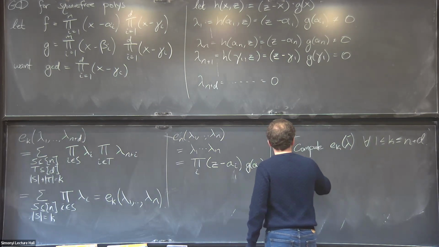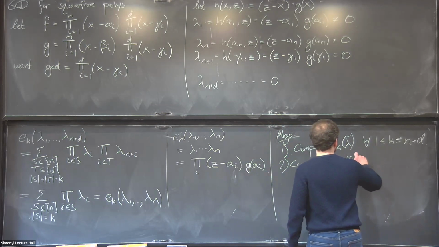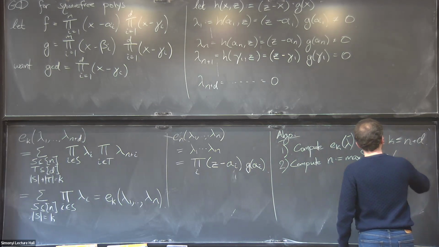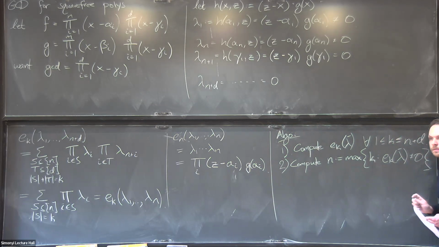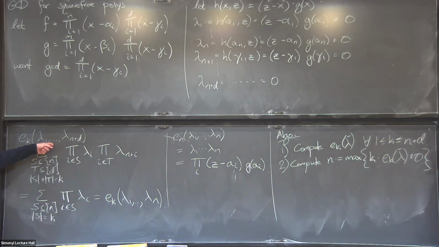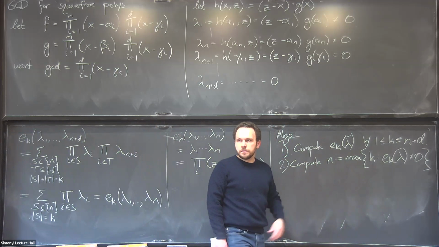And now we can actually compute the value of n. This is the maximum value of k for which this e_k is not 0. Because if I take degree n plus d, I'll get 0. If I take degree n plus d minus 1, I get 0. And only at degree n do I see something non-zero. And n is just the largest degree where I see something non-zero.